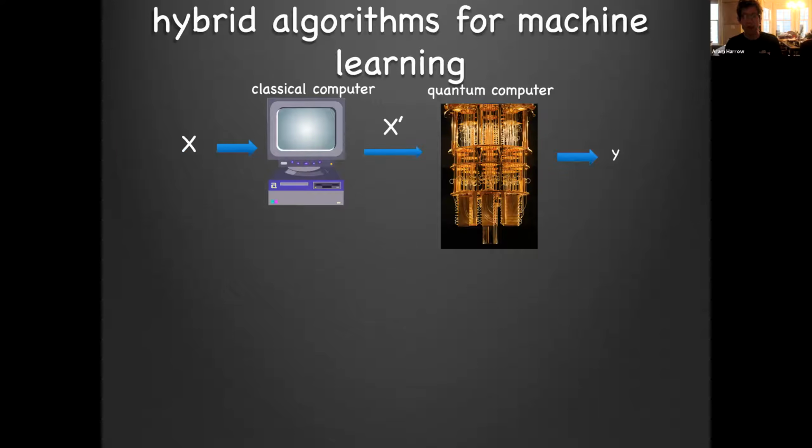And so this gives rise to a hybrid algorithm for machine learning. You have your data set X, you feed it into a classical computer, you get out a coreset X prime, feed that into your quantum computer, and you get out a model Y.